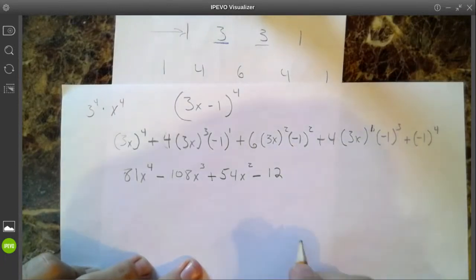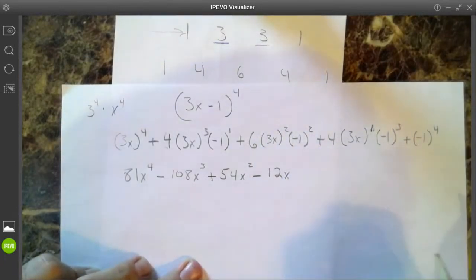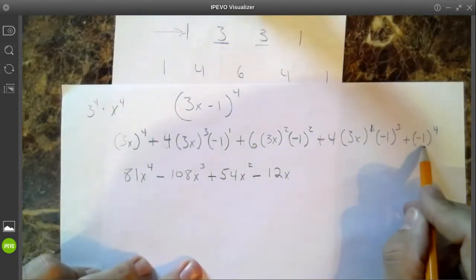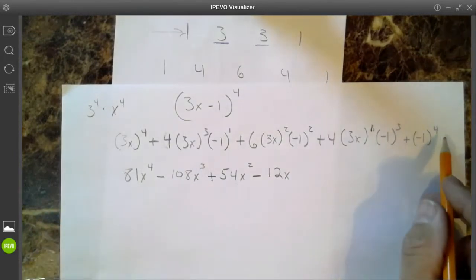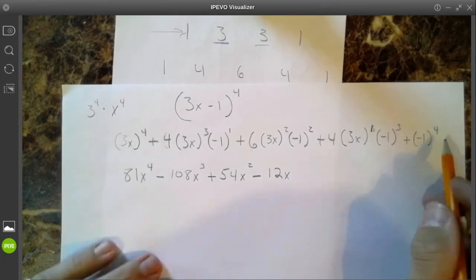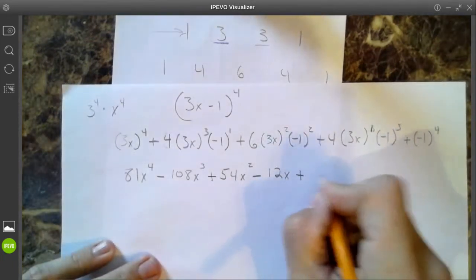All right, and then the last one, oh, we got an x there. Last one is negative 1 to the fourth power. So we've got 4 negatives, so the answer is going to be positive. So this will be a plus 1.